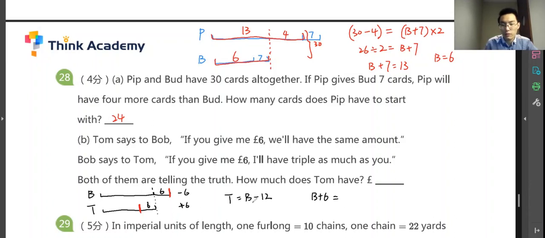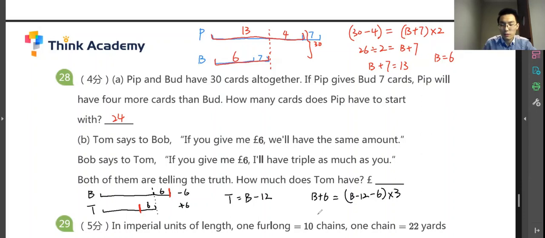So what is Tom now? Tom can be represented with B minus 12. And remember, Tom gave Bob £6, so we have to take away a 6. And this is Tom right now. And Bob right now will be triple Tom right now, triple as much. Sorry, this times 3. And with this, solve the equation, and we will have the number of pounds Bob has.